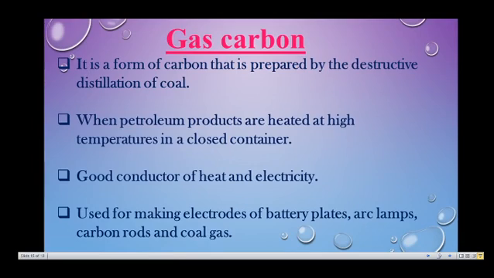And gas carbon is a form of carbon that is prepared by the destructive distillation of coal. When coal is heated strongly in the absence of air, gas carbon is produced. It is a mixture of carbon gases. When petroleum products are heated at high temperature in a closed container, we get gas carbon. It is a good conductor of heat and electricity, so it is used to make electrodes. Electrodes are nothing but conducting materials, especially made up of metals. A few non-metals are used to make electrodes: graphite and gas carbon.